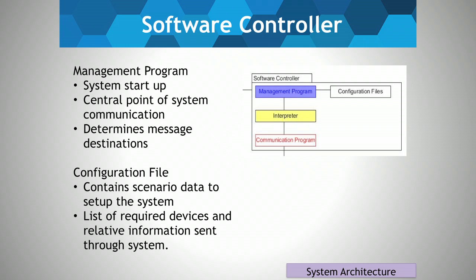The configuration file is another important part of the management program. It essentially lists all the devices that will be in the system and all the messages that will be transferred. It can also note what types of messages are being sent throughout the system and what data they are and are not allowed to contain.